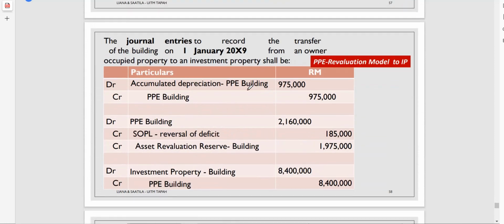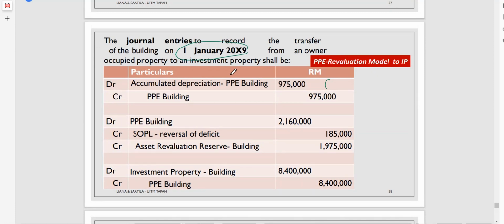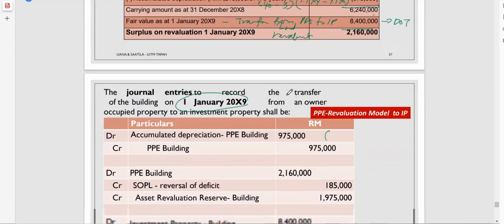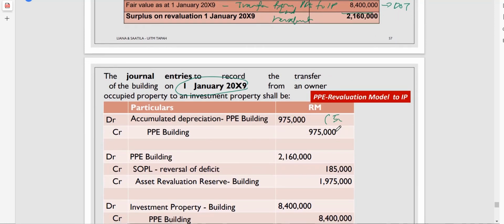So these are the journal entries that you need to pass to record the transfer of the building. First, take note, this happened only on 1st of January X9. The accumulated depreciation of the PPE building must be eliminated. So that was 975. The accumulated depreciation that was 975 is for the 5 years, because the first revaluation has eliminated the depreciation for the first 3 years. So record that elimination of depreciation.